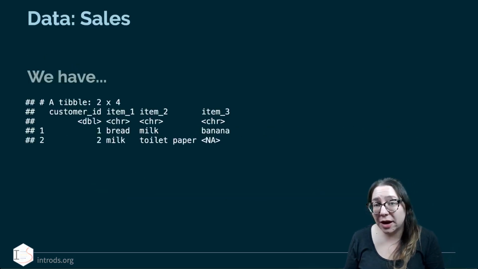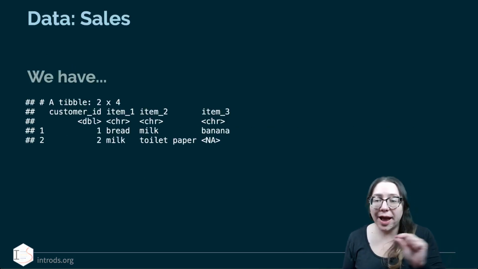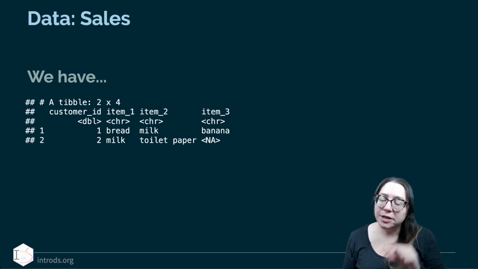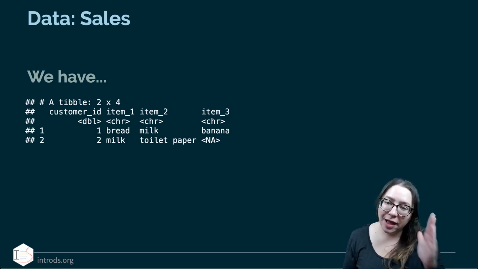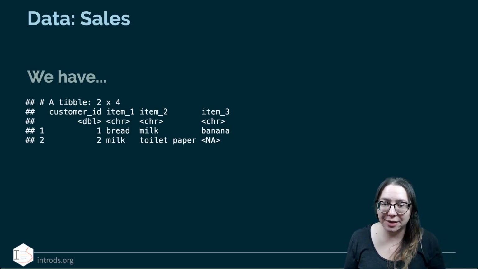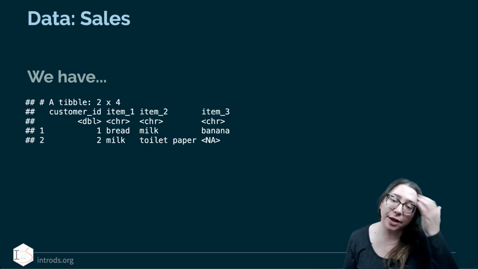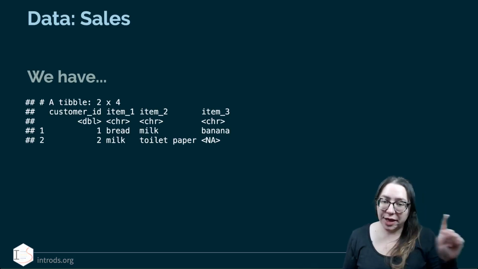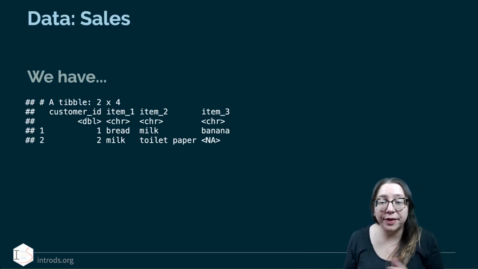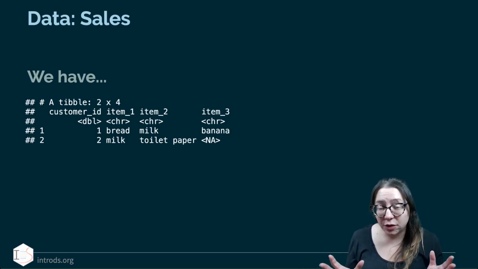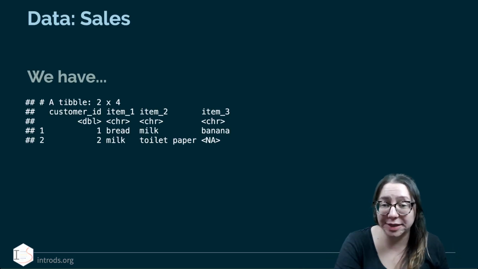So going back to that grocery sales example from the previous video, imagine that we have data in this format where I have one row per customer. So I had two customers to begin with, and so two rows in my data frame. And then I have individual columns for the items that they bought. The first customer had bought 3 items, bread, milk, and banana. So that's the 3 columns I have for them. And then the second customer had only bought milk and toilet paper. And so I only have data on the first 2 columns for them. And the third one is NA.